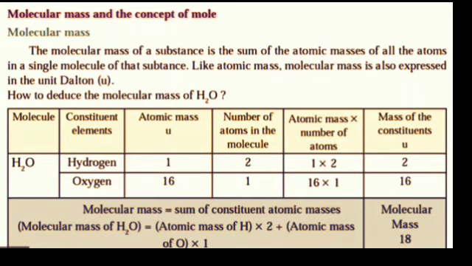Molecular mass is equal to the sum of the constituent atomic masses, that is, molecular mass of H2O is equal to atomic mass of hydrogen into 2, because hydrogen atoms are given 2, plus atomic mass of oxygen into 1. Using this formula, you will get the molecular mass of H2O. In your textbook, atomic masses of some elements are given and molecular formulae are also given. So using this, try to find out the molecular mass of those compounds.